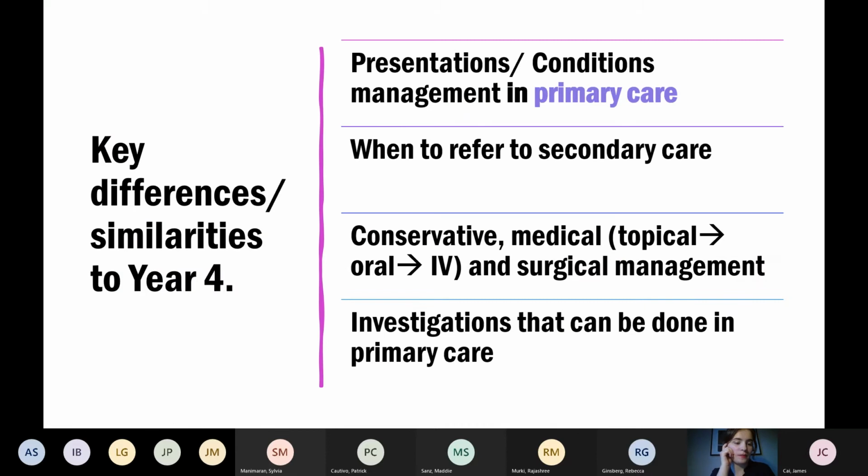Okay, so the key differences and similarities to year 4: I've already said that a lot of it is to do with the management now rather than just the presentation and the history taking. Again, for GP, it's really focused on what you're going to do in primary care. So saying you're going to do an MRI is not really what they'll want. It will be going from the most simple stuff you can do, so your history, your examination, then through to bloods, maybe an ECG, and then when you're thinking about referring to secondary care. And so it's good to have that structure when you present as well.